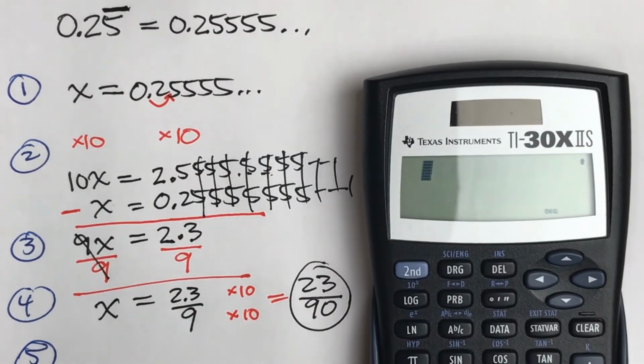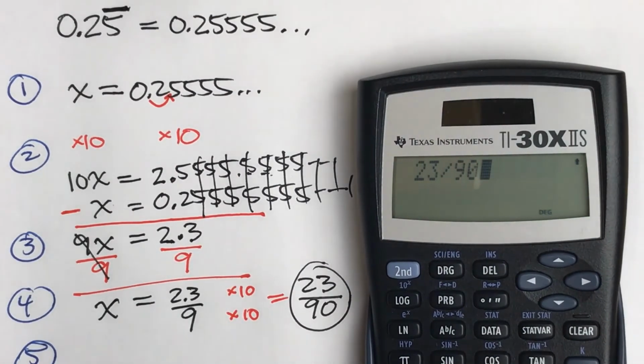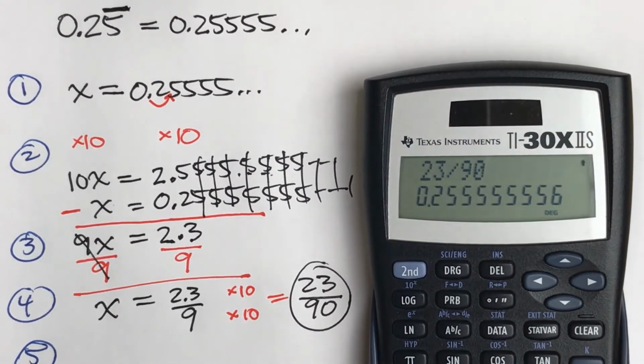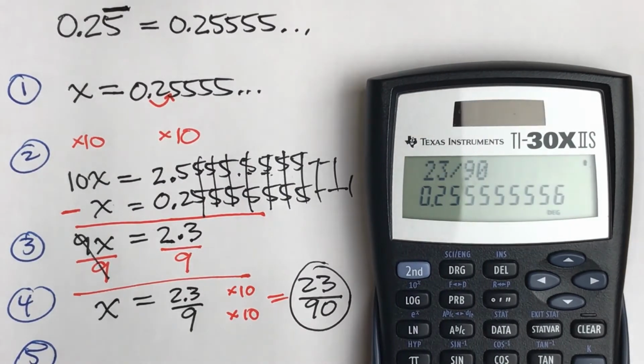All right. Does 23 divided by 90 equal 0.255555555? There it is, 0.255555555. It's always good practice to kind of check your answer with a calculator because it's super quick to do that. All right, let's do a harder one.